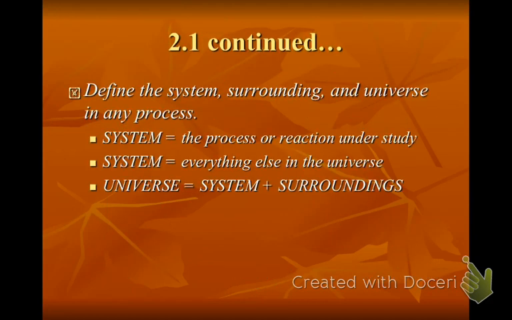Okay, just a review here, defining the system, surroundings, and universe in any process. I'm not going to spend a lot of time on this, so feel free to pause if you need to write this down. Our system is the process or reaction under study. This should be the surroundings, so that's an error. The surroundings is everything else in the universe, and the universe is just the system plus the surroundings. So this should say surroundings.